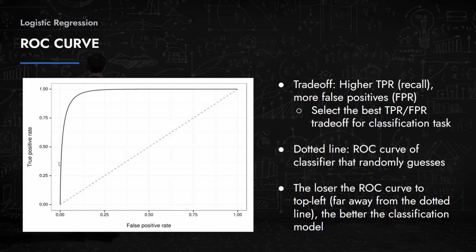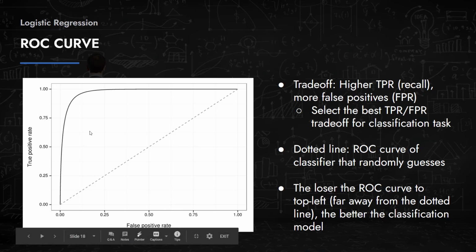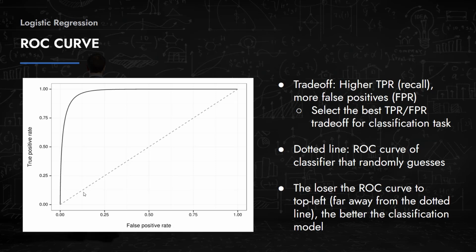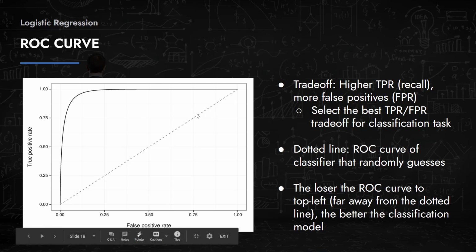So this is also important for you to understand this trade-off. So take your time, right? Pause the video and take your time to understand this relationship. Now, the dotted line corresponds to our classifier that randomly guesses. So if you just have a classifier that randomly guesses, just flips a coin and predicts if it's false or positive, this would be the ROC curve of such a classifier.